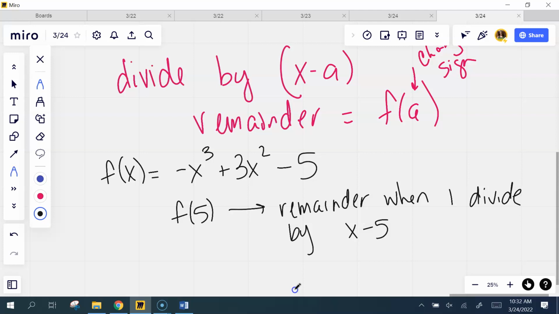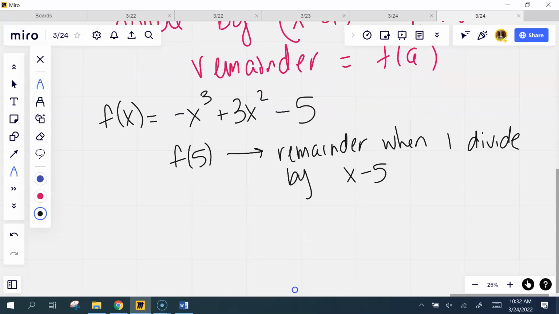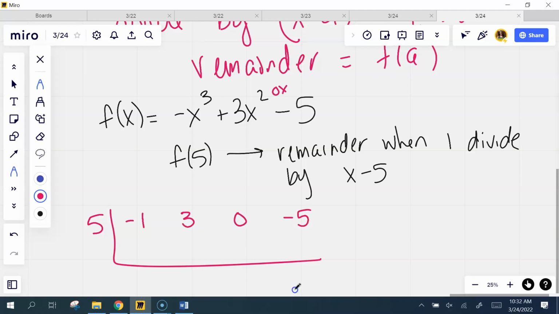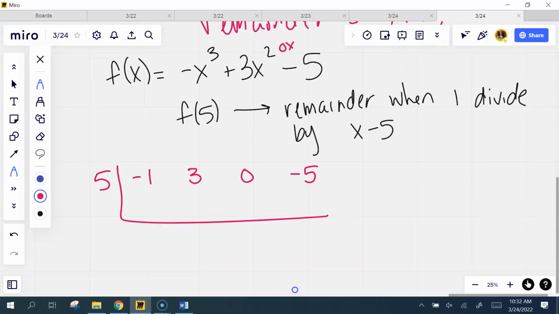Does that make sense? The answer, what you got when you divided it. Let me show you why this works. I'm going to show this to you both ways. So let's put the 5 outside the synthetic division. 3, 2, I'm missing a 1, right? I need a 0x. What do you get?